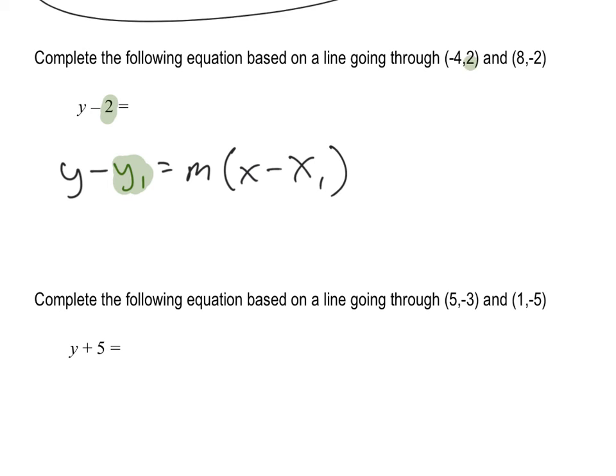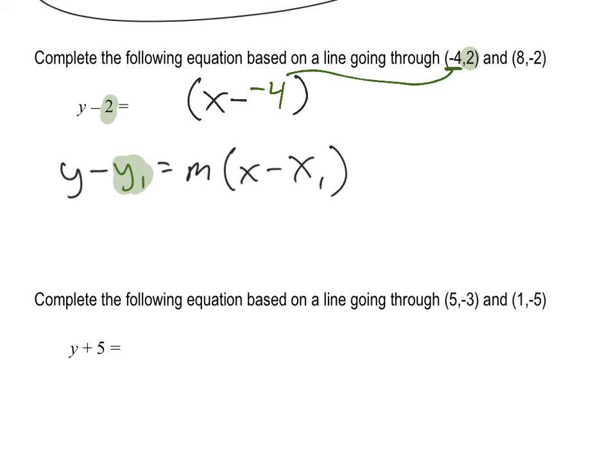Okay. Another way to think about it is look at what's given. Take the opposite out. The opposite would be positive 2 right there. Positive 2. Okay. So now we can fill in the x part of our equation. It's going to be x minus negative 4 because they're using that coordinate.